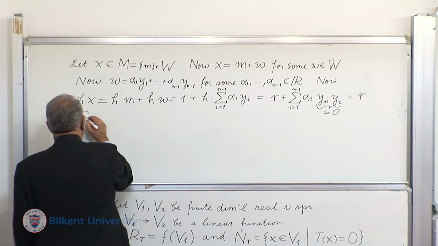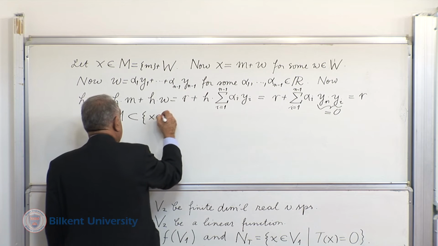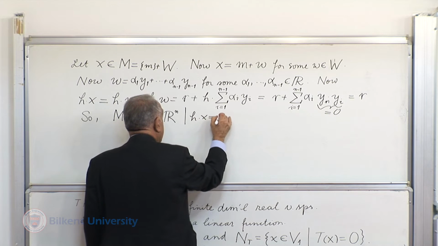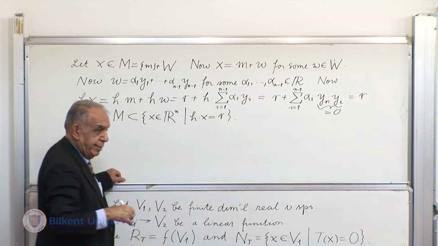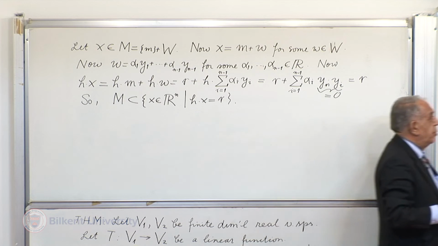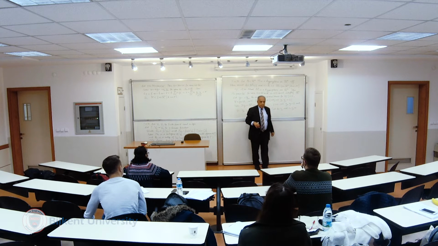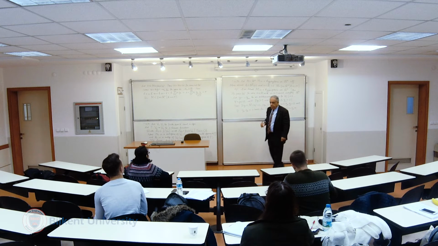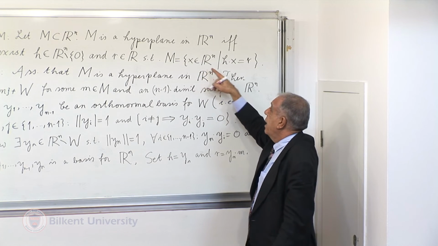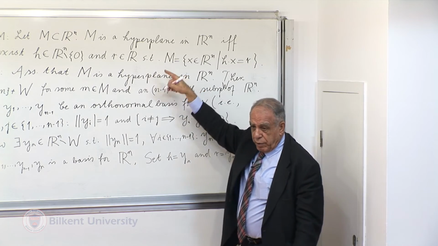So N is contained in the set of x in Rn such that h dot x is equal to r. But to prove equality, now we have to show that the opposite inclusion also holds. Well, then let us take any x from here, that is any x in Rn, satisfying this, and then show that it also belongs to N.